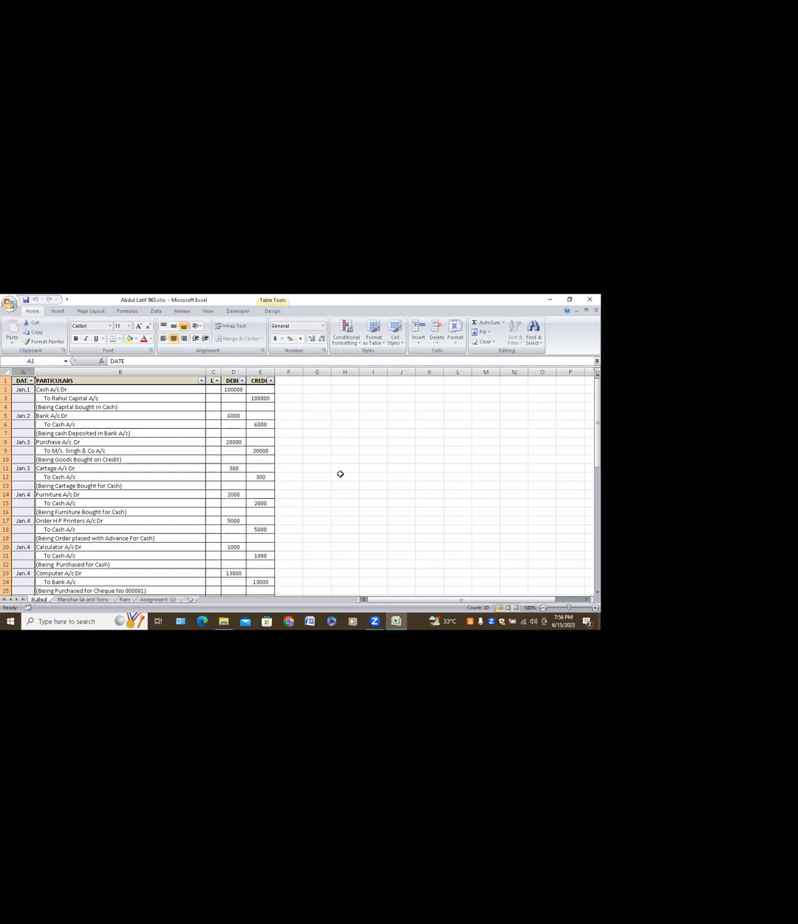Now go to the new worksheet. Open the new worksheet. You rename the worksheet as group and ledgers. In the A column, you write ledger. In the B column, you write group. Everybody see how Abdul is doing. Same way you have to practice along with me.